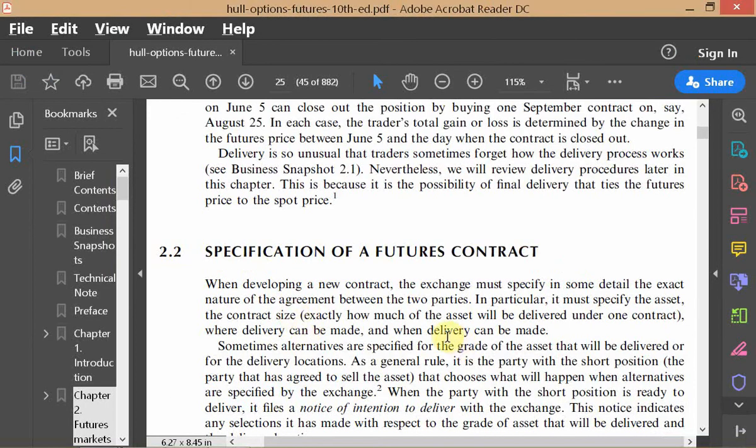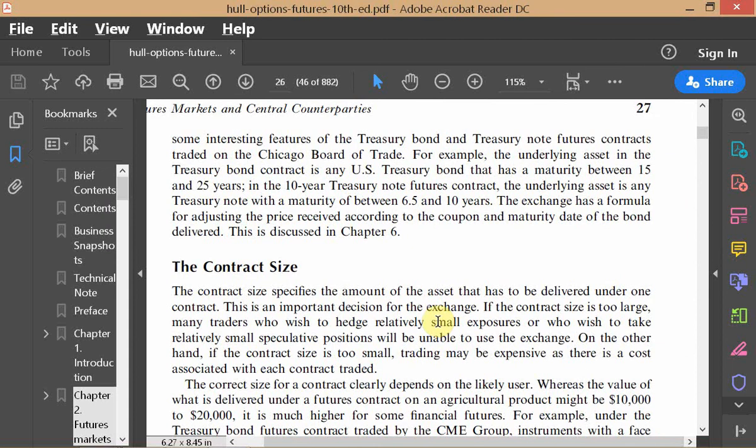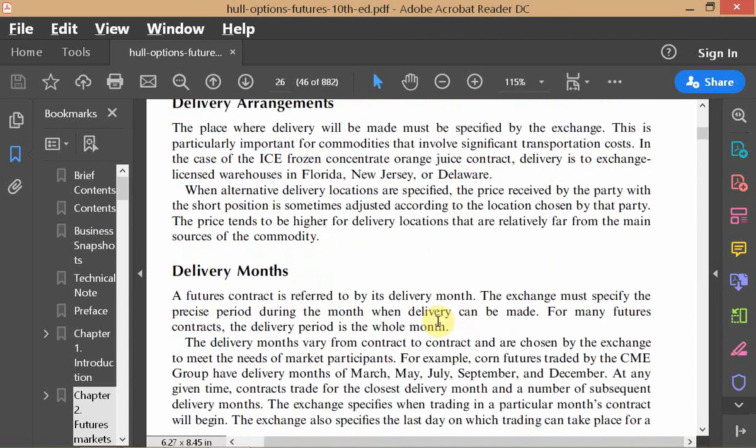We already studied this. Asset is obvious. Contract size, delivery arrangements, we already discussed that. Delivery months, you saw that there are many, many different months that are trading.